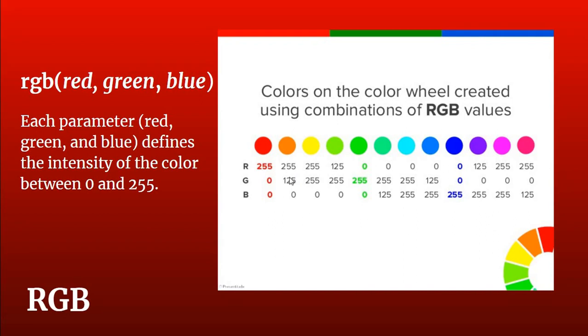If you want a transition, or the intensity must be changed, you can give 255 for the red, for the green you can give 125, and if you don't want the blue to be displayed, you can give it 0. So 0 means no color and 255 means the maximum intensity of that color. So this is about RGB. Let us see some examples of how exactly we can use RGB.